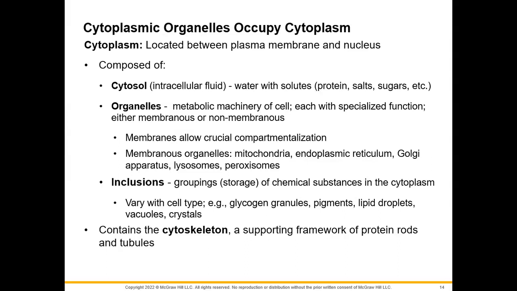Inclusions are grouped or storage of chemical substances in the cytoplasm. These are things that are grouped together, but they're not set apart, like in a closet. They're just kind of together, but off in a corner. They vary with cell type, but they include glycogen granules, pigments, lipid droplets, vacuoles, and crystals. The cytoplasm also contains the cytoskeleton, a supporting framework of protein rods and tubules like scaffolding that gives the cell shape.